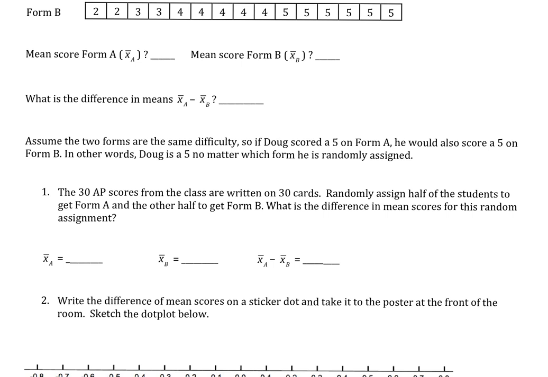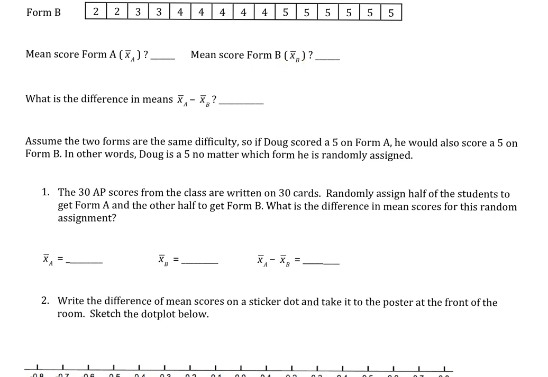Last year, a high school had 30 students take the AP statistics exam. We were informed later that the College Board gave 2 forms of the exam, which were randomly assigned to the students. Here are the results. So here are the scores for Form A, and here are the scores for Form B. Right here it says calculate the mean score for Form A and the mean score for Form B.